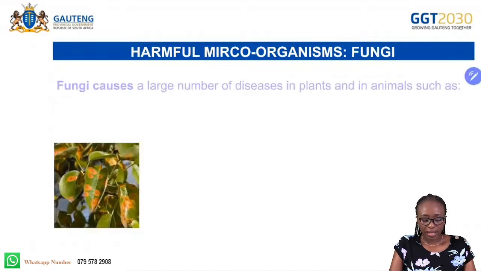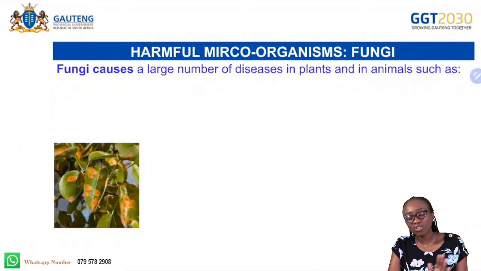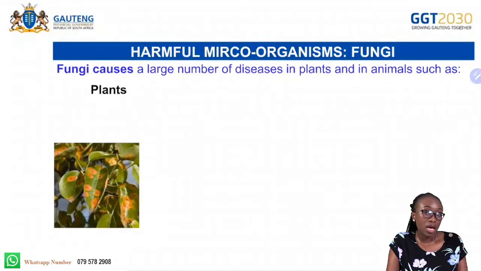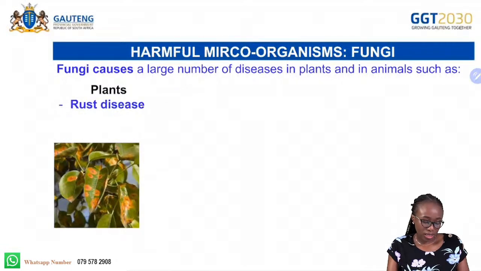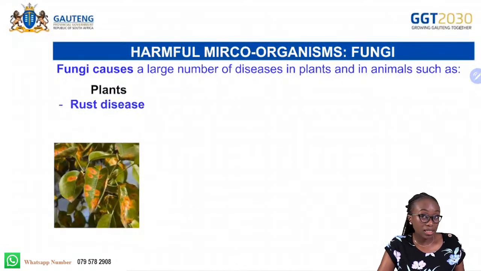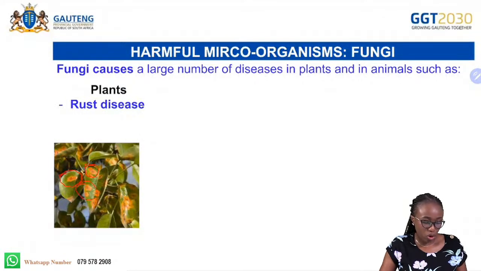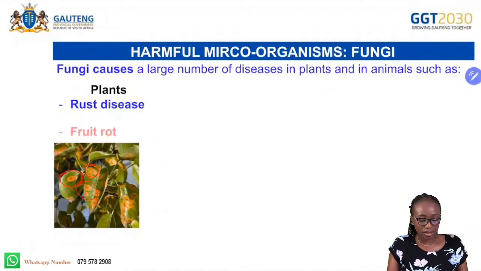Now, fungi cause a large number of diseases in plants and animals. In plants they cause rust diseases. You can see this plant here has been infected by a harmful fungus, and it is now having this disease called a rust disease. Why is it called rust disease? Because it looks like rust, so the leaves start looking like they are rusting.